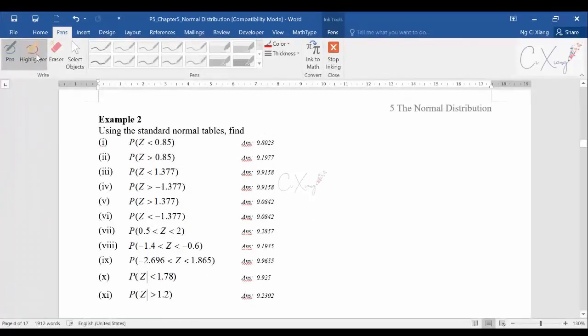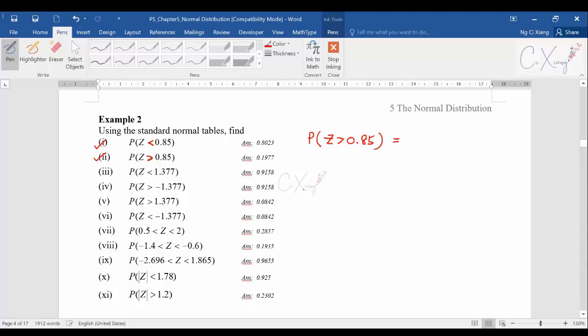Okay, so as an example, I just show you some very simple ones. Let's say I take the first equation here. The first one, smaller, is very easy to do. This one you do it yourself. How about if let's say I want to do the second one? Okay, so Z greater than 0.85.